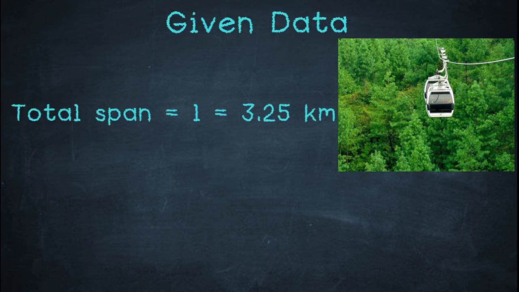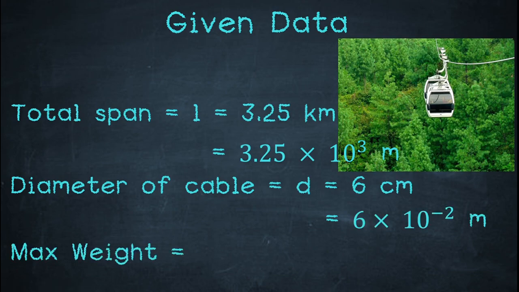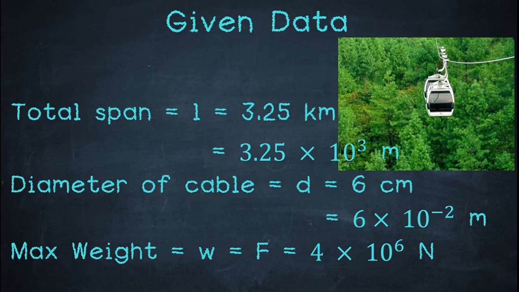It is 3.25 kilometers. The data is given in kilometers. We have to convert it into meters, and in meters we will get 3.25 into 10 raised power 3. Diameter of the cable is 6 centimeter. Again we have to convert this centimeter into meters, so in place of centi we will write 10 raised power minus 2. And the maximum weight which it can lift is 4 into 10 raised power 6 newtons.